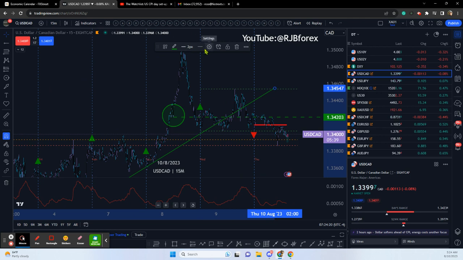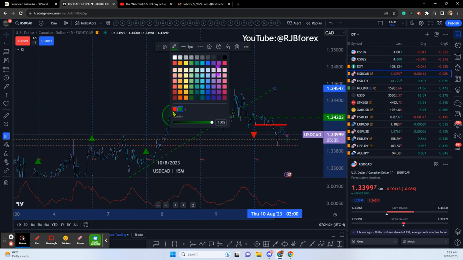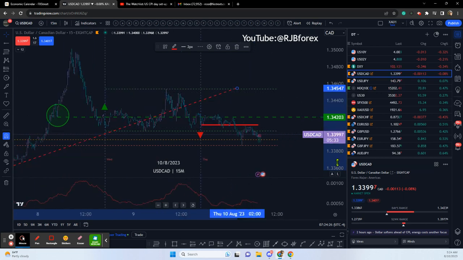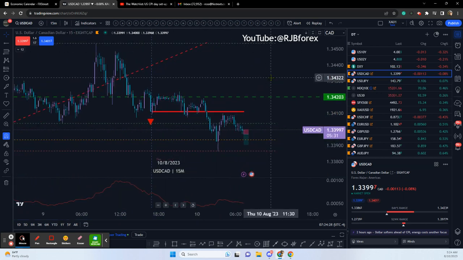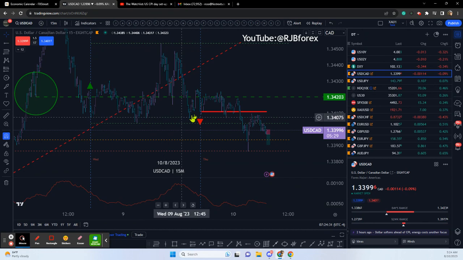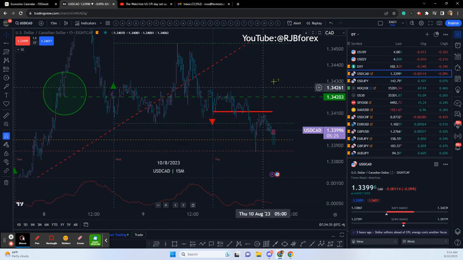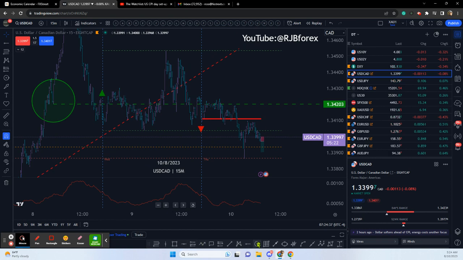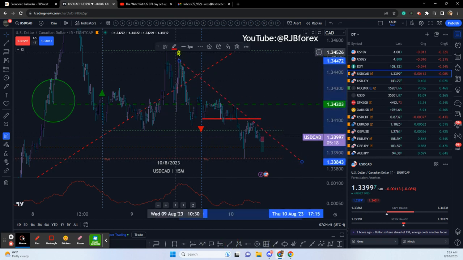Now, it's not easy selling at support, but we've broken that now. So the thesis is we're in a broken down market. We're on the front side of that bearish trend.